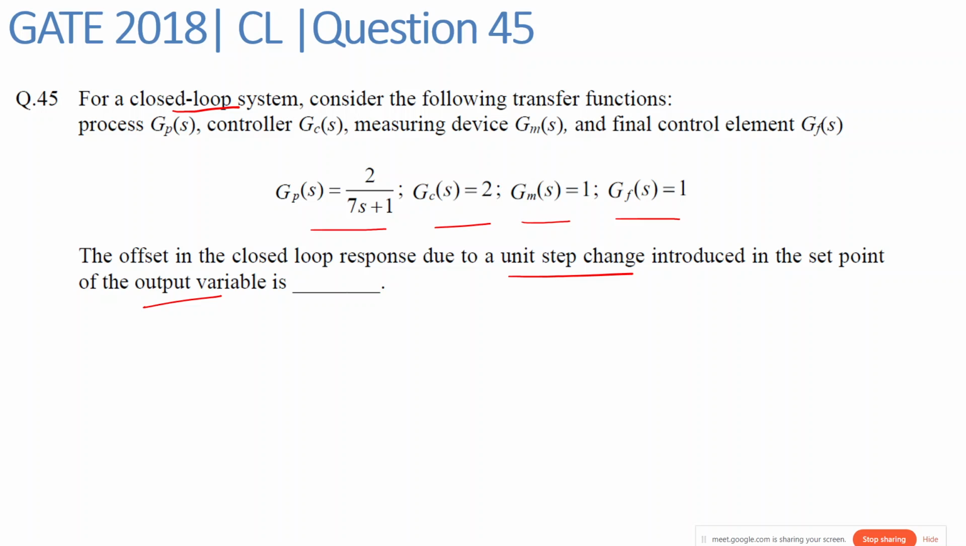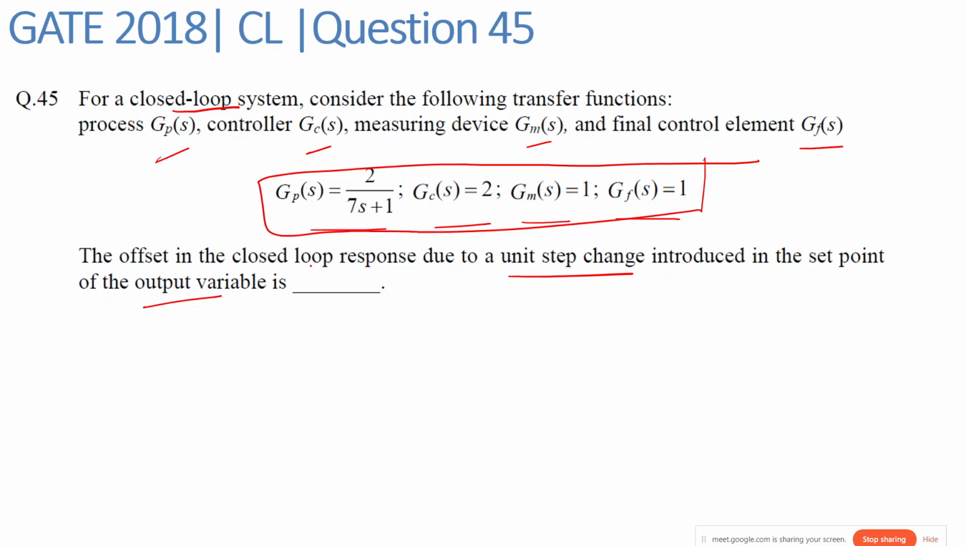So let's take a look at one example relating to this feed forward or feedback controller loop. The question is, for a closed loop system, consider the following transfer functions. For the process, the transfer function is GP(s), the controller is GC(s), the measuring device is GM(s), and the final control element is G(s), given by each of these equations. The offset in the closed loop response due to a unit step change introduced in the set point of the output variable is dash. So corresponding to this closed loop system, we have to find the offset.